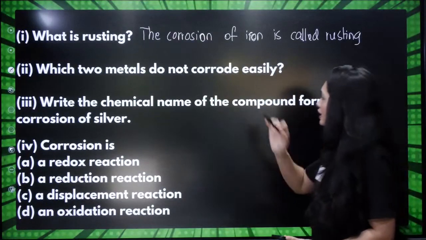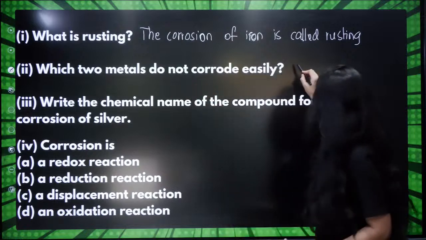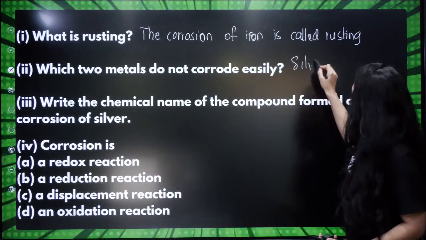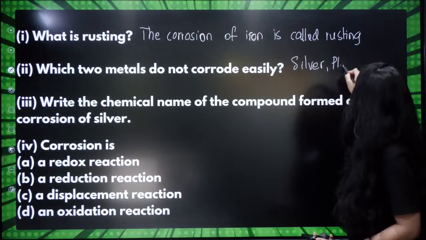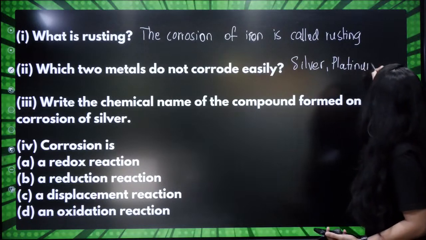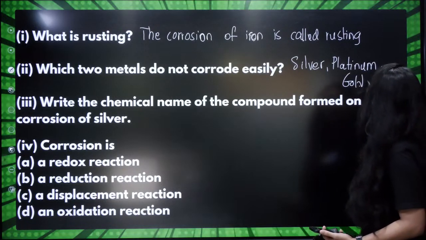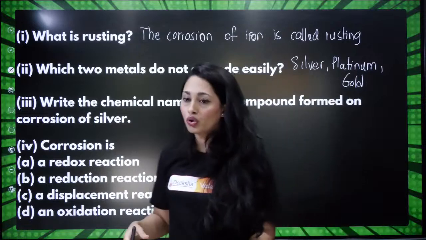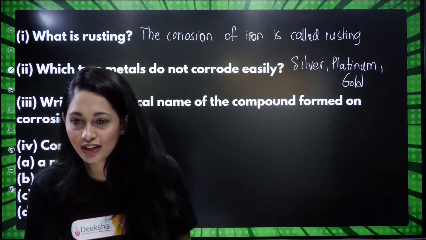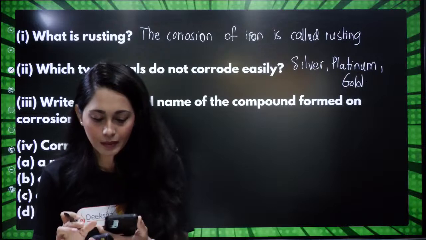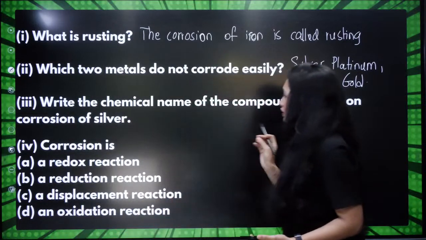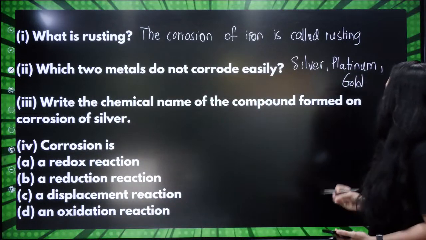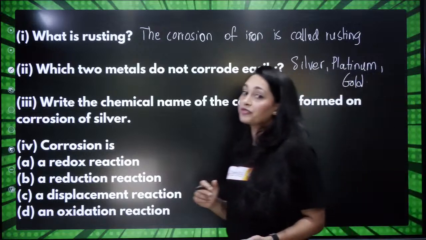Next, which two metals do not corrode easily? Yes, you are right. Silver, platinum, gold. These are least reactive metals, that's why they are not going to corrode that easily. Very good, everybody is giving really good answers. Great. So third one, write the chemical name of the compound formed on corrosion of silver.